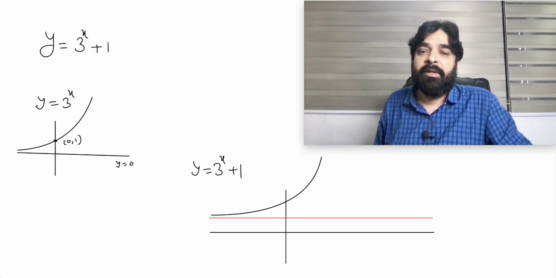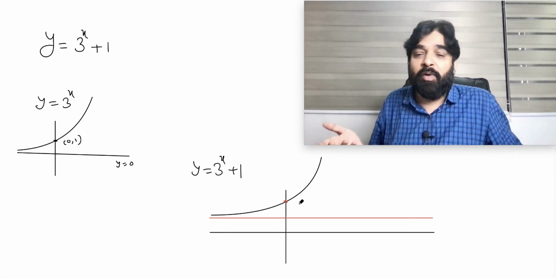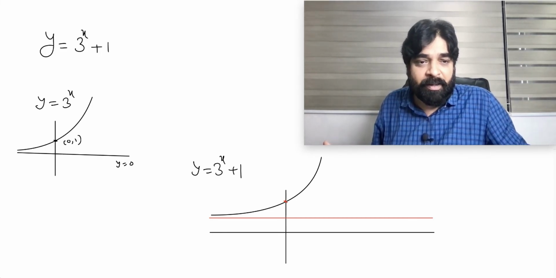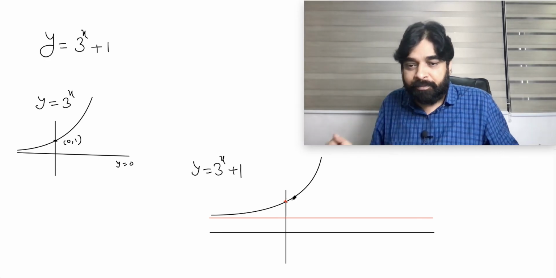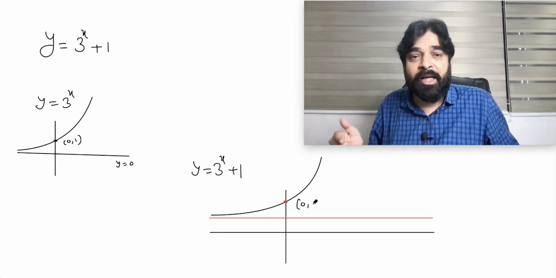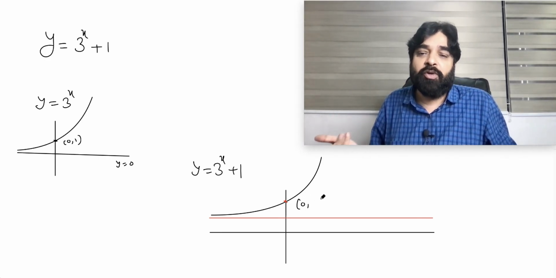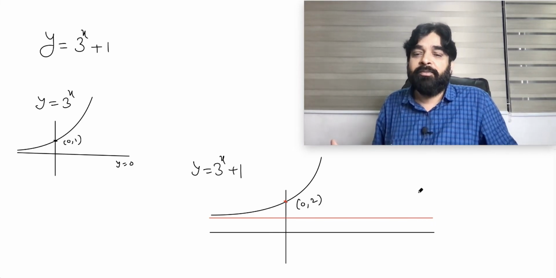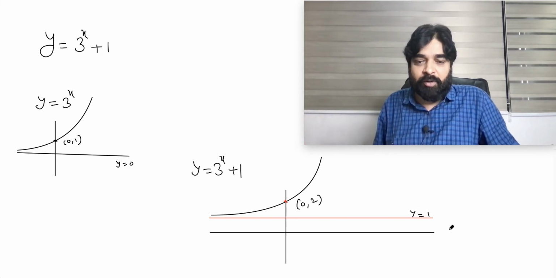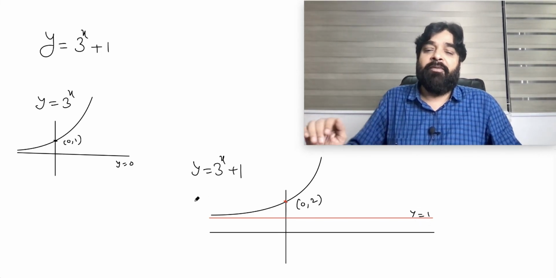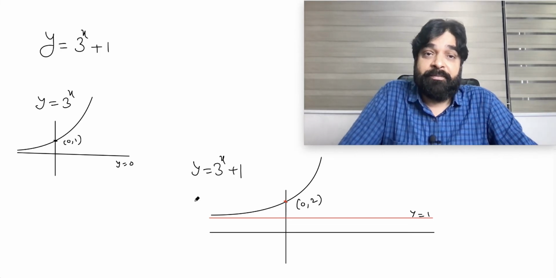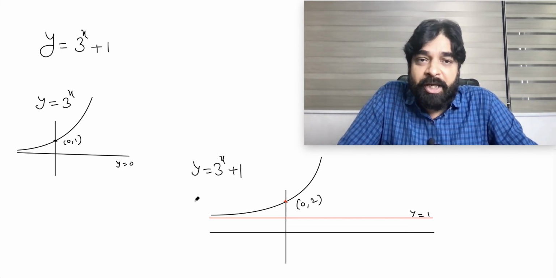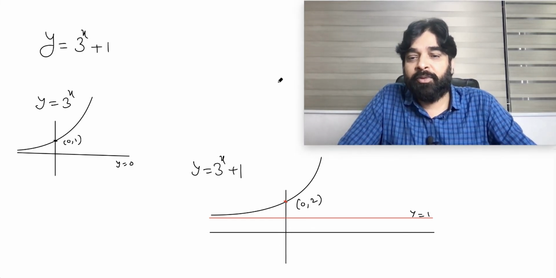This is the graph. How to get this coordinate? It's very simple. This will be 0, something. How to get that something? I will put x equal to 0 here. So 3 power 0 is 1, 1 plus 1 is 2. So 0, 2. This is y equal to 1. This is the graph of y equal to 3 power x plus 1. I am sure everybody is able to understand. Yes or no?